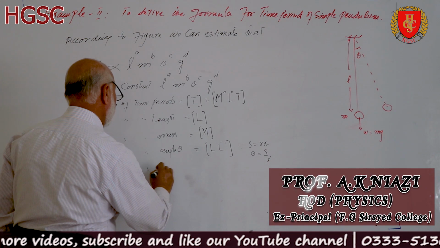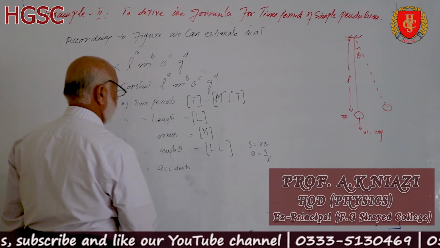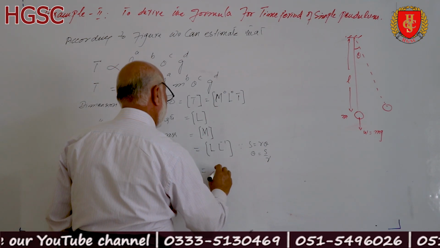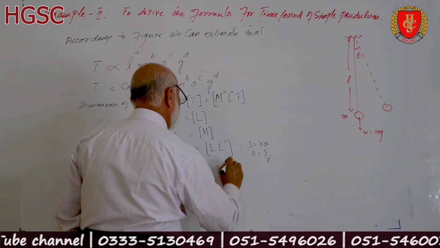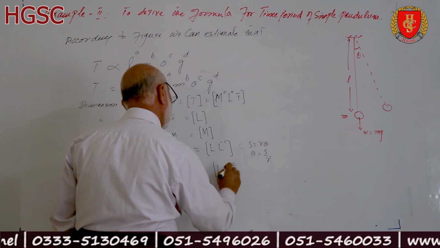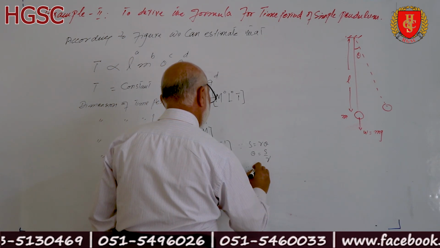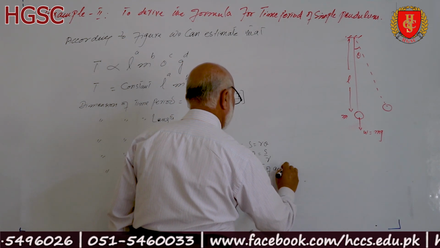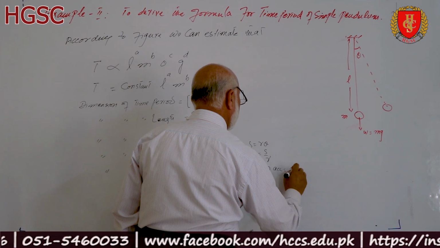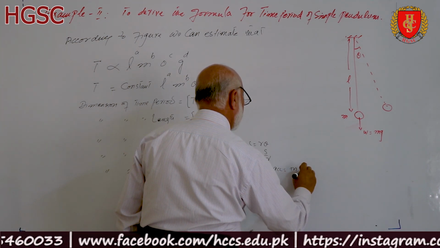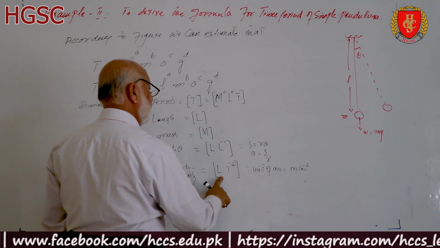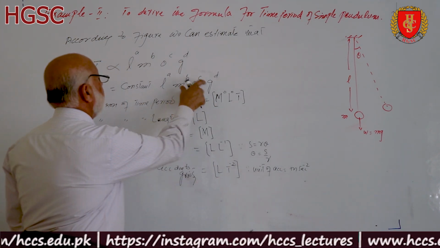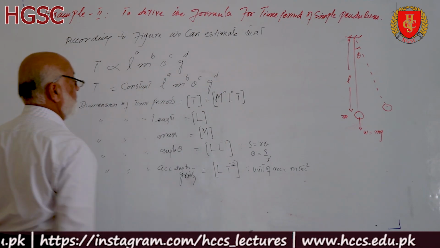And the dimension of acceleration due to gravity is L t minus 2, because the unit of acceleration is meter second minus 2. So meter for length and second minus 2. So these are the dimensions of all these parameters.